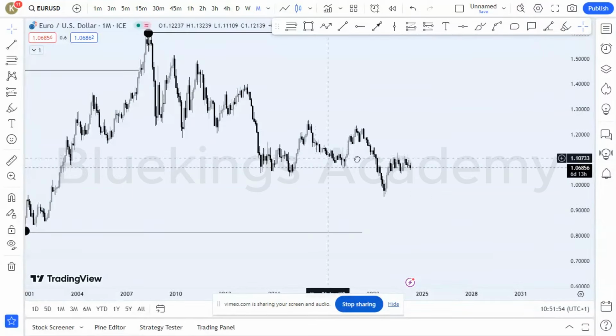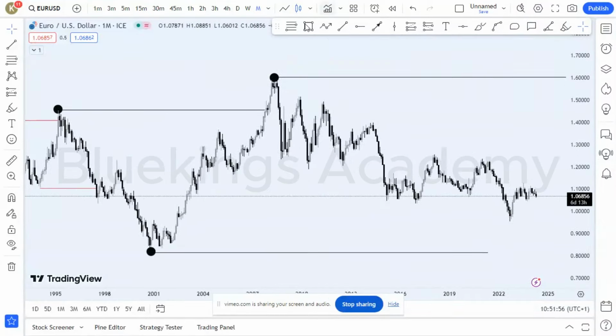So we have to zoom in. When we zoom in, we can now see the market structure, what was happening inside. And we can see this was the last internal low that led to this internal high. So what is happening is that we care about this low. When it gets broken, that's where we want to start marking our internal structures.